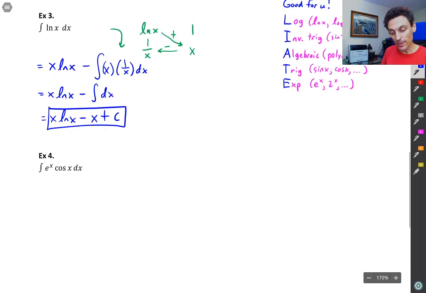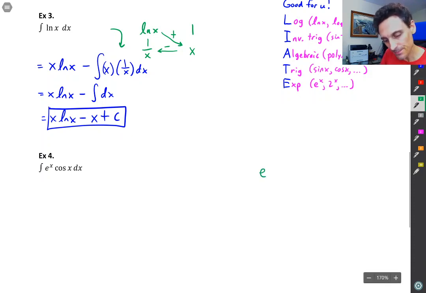So example 4, we have the integral of e to the x cosine x dx. Now when we look back up at our choices for u, here we have a trig function, cosine x, and an exponential function. And both of these are pretty much equally bad. So we can use the exponential function for our u or the trig function. It doesn't really matter. Let's go ahead and use the exponential function.